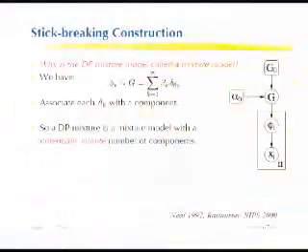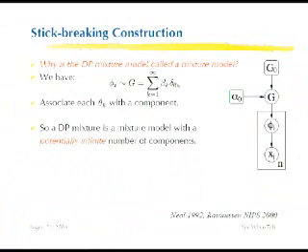So let's just imagine using Dirichlet process mixture models for our setting of grouped data. We can model each group of data with a DP mixture model. And if we do that, then of course each group can automatically determine the appropriate number of components.